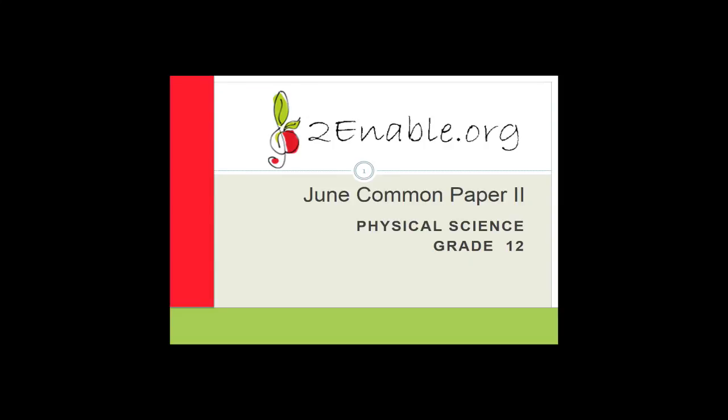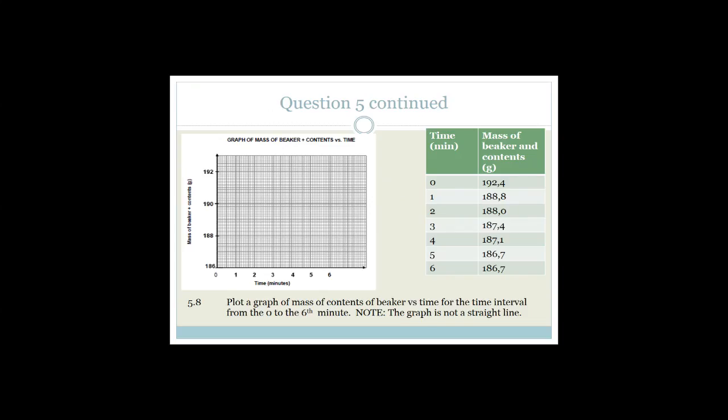Right, so let's get started by continuing through the June Common Paper 2. We were busy looking at question 5, where there was a beaker with a container that had acid in it. During the reaction, the mass of the beaker and the contents decreased, because gas was given off. That's what we did in the last lesson.